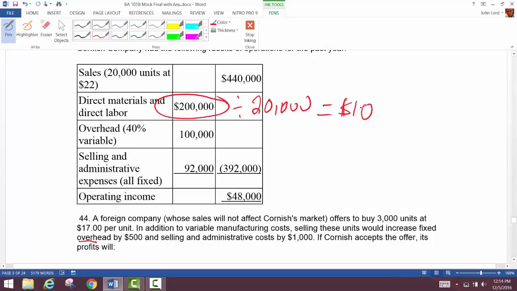Then we went ahead and that was for materials and labor. And then the overhead, and this got a little bit tricky because they tell me what part is variable. 40% of it. So I had to take the 100,000 times 0.4, and that gave me 40,000. And then I divide that by the 20,000 units, and that gives me $2 per unit. Okay, so that was a little bit tricky.